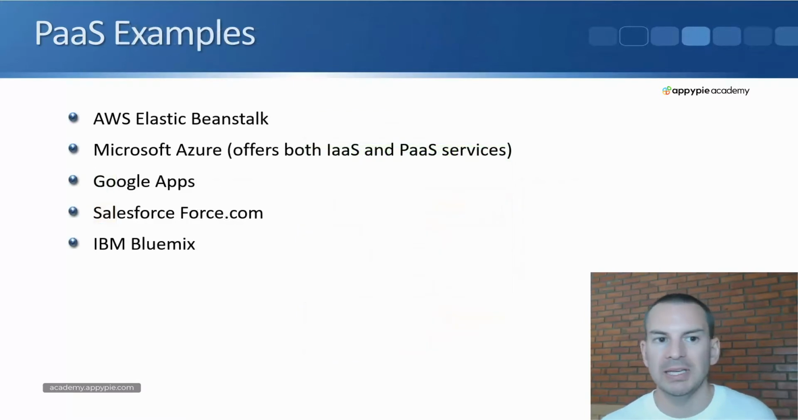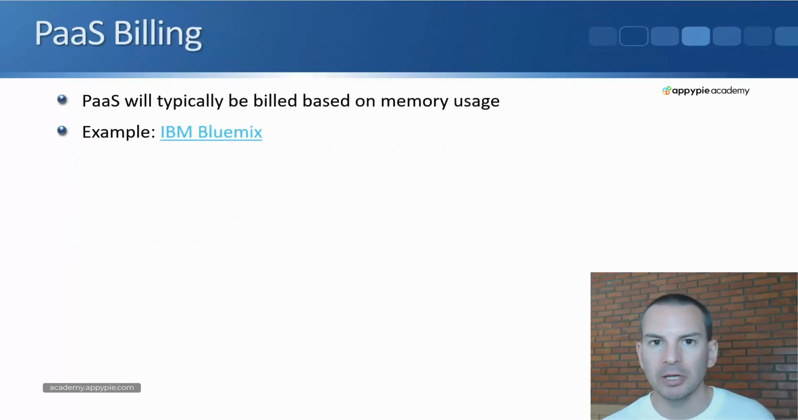The popular PaaS providers, we've got AWS, which has Elastic Beanstalk. Microsoft Azure provides both IaaS and PaaS. Google Apps is another example, Salesforce, Force.com, and IBM Bluemix. Salesforce have traditionally been a software as a service provider, but they've also moved into the PaaS space as well now with Force.com. For billing for platform as a service, it will typically be billed based on memory usage.